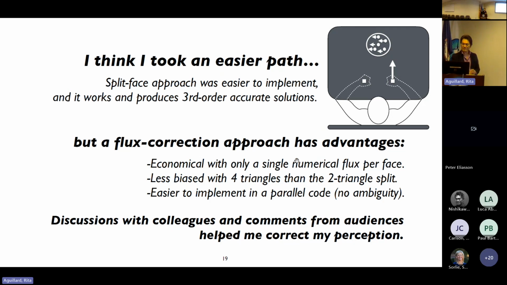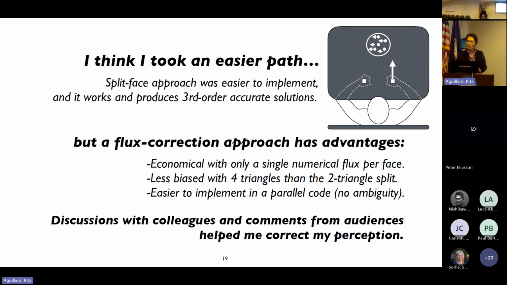It is economical, with only a single numerical flux. This is really good. Also, it's less biased with four triangles than a two-triangle split. In a parallel environment, at the partition boundary, you need to figure out which split you're using from either side. But with four triangles, there's no need. And you don't want to do four triangles in a split approach, because then you need four numerical fluxes per face. So there are advantages, and the discussions with colleagues and comments from audiences helped me correct my perception.